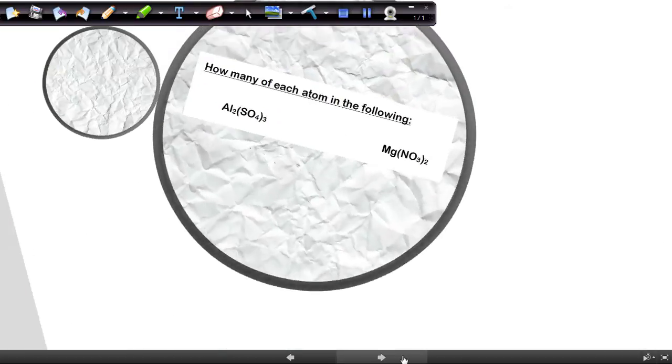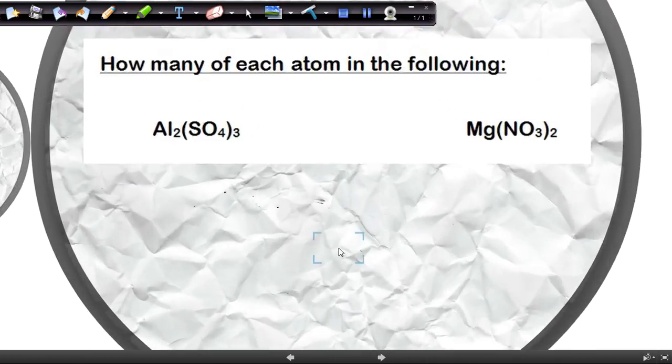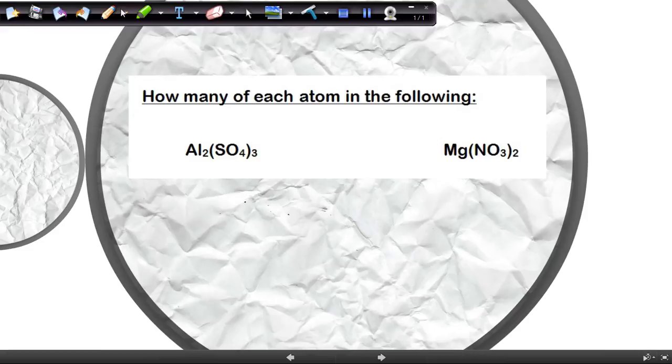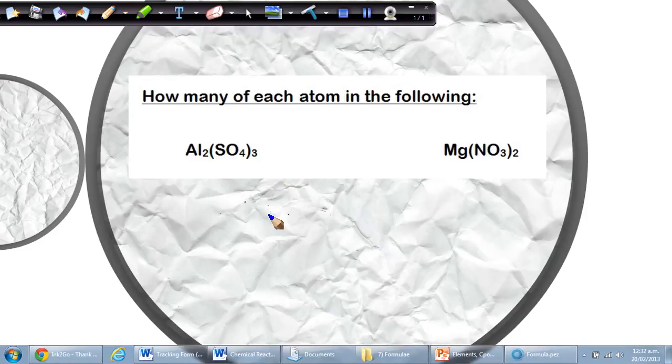Alright, let's look at a couple maybe more tricky examples. So this is probably as hard as it would get. So guys, if you can do these, you should be proud of yourself. Alright, this one here, look, aluminium. We can see we've got 2 of those.